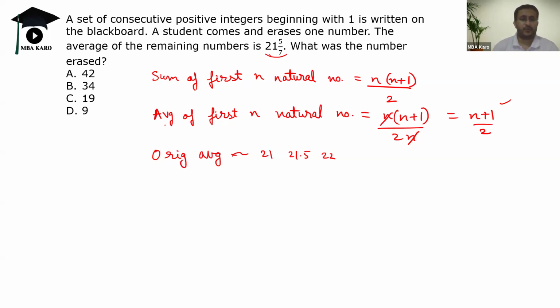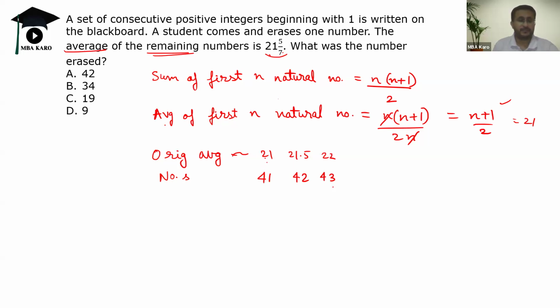Next thing is, what is the remaining average? The remaining average is 21 5 by 7. Okay, so the original average is 21. That means how many numbers are there? n plus 1 by 2 is 21. So that means n plus 1 is 42. So there are 41 numbers. 42 numbers, 43 numbers. If you take 43 numbers, their average will be 22. If you take 42 numbers, the average will be this.